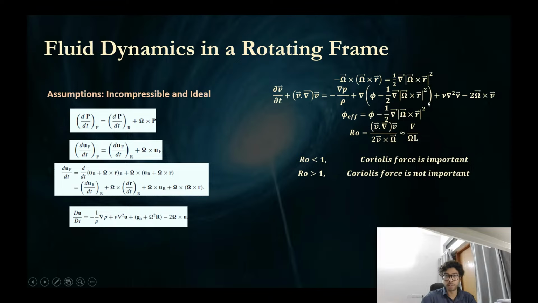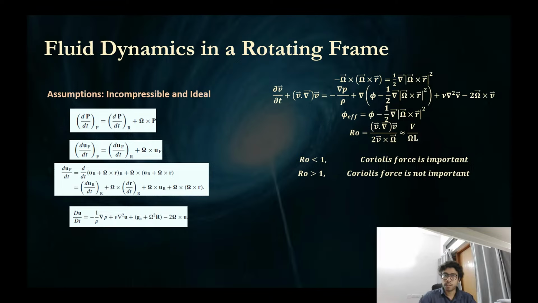So this is a modified Euler equation. The original Euler equation was this thing equals del p by rho plus gradient of phi plus the viscous term plus the Coriolis term. Now, instead of phi, we have a different factor, which we call the phi effective, which is the original phi due to the gravitational force modified with the centrifugal force. So this is the phi effective, which is gravity plus the centrifugal.